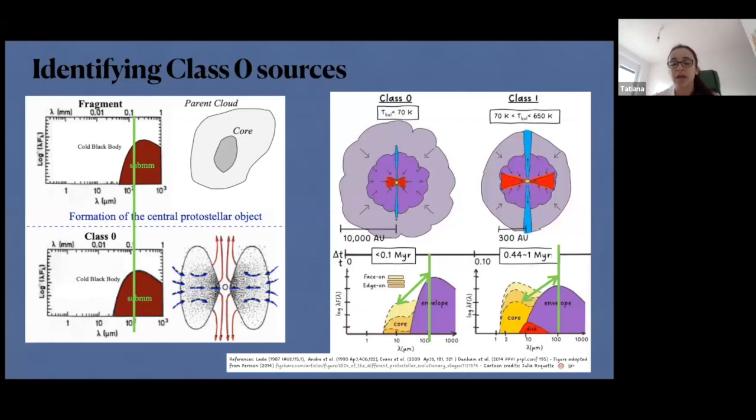Now, the difficulty that we face is that sometimes, depending on the viewing angle, a class 0 source SED could look like a class 1 source SED. And specifically, when we view a class 0 source face on and we get a bit more flux from the core, this can be very similar to when we view a class 1 source edge on.